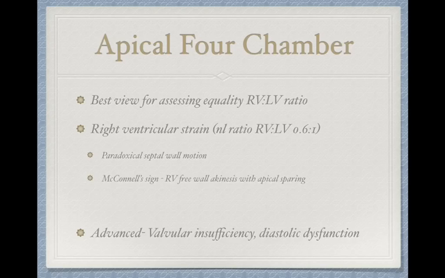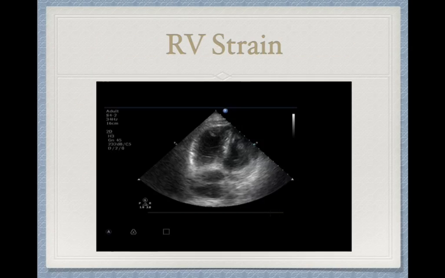And then there's a very specific sign called McConnell's sign, which is RV free wall akinesis with apical sparing. We'll show you some examples of that in a second. And then the apical four-chamber view, as you get more advanced, is going to be the view you'll use for any valvular insufficiency, diastolic dysfunction. Also a variant of this view is the apical five-chamber to assess for VTI and cardiac output.